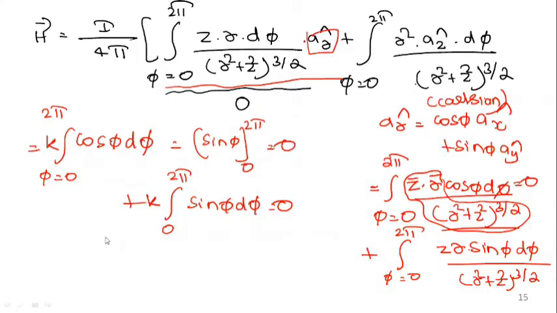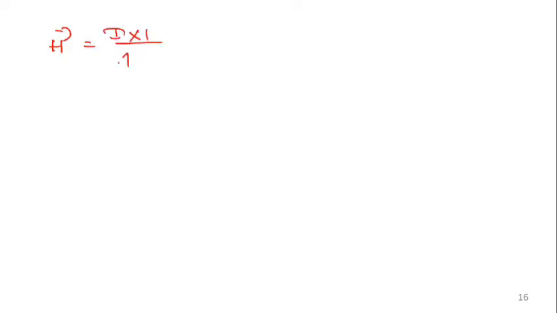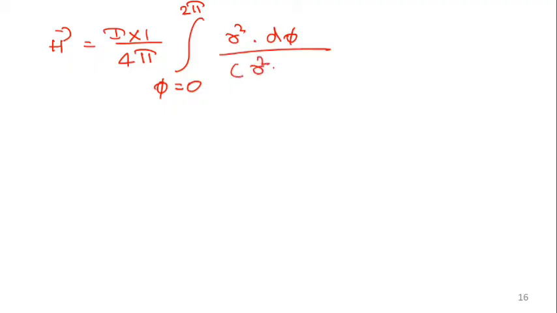So this first term is now becoming 0. You understood that this term is becoming 0. Now what is remaining? Now we can write H is equal to I into 1 by 4 pi, integral phi equal to 0 to 2 pi of R square into d phi, divided by R square plus Z square, the whole raised to 3 by 2, into AZ. That is the second term. The first term, we realized that it is 0.